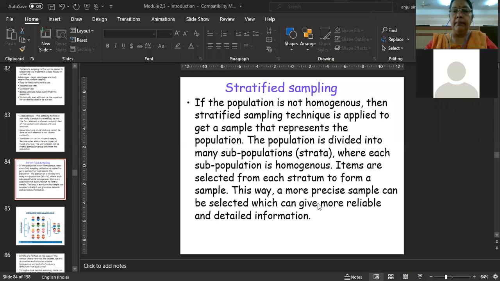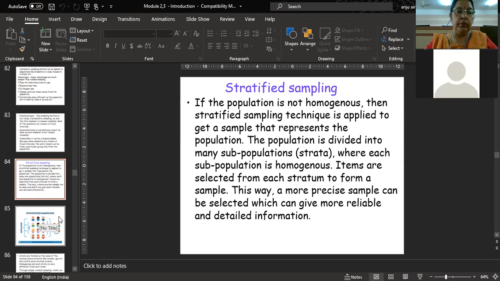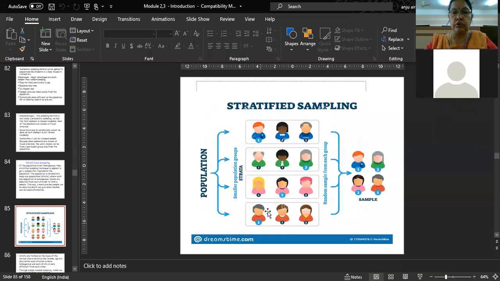Precise sample by using this kind of stratified sampling technique, where you get a more reliable sample and a more precise sample. So here, diagrammatically, this is how it is shown. This is a heterogeneous population. You find orange, you find pink, you find green, you find blue. So there is variety in this population. So this population will be called a heterogeneous population.